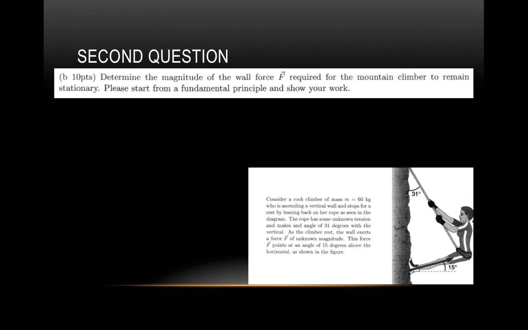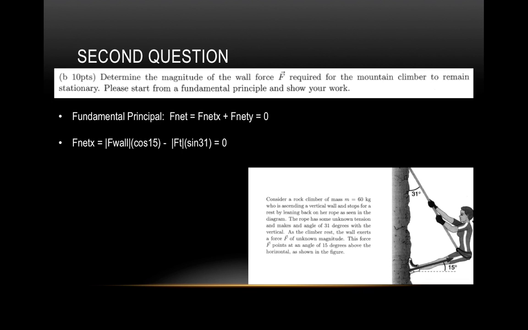Alright, the next question asks us to determine the magnitude of the wall force to remain stationary. And we're also starting from a fundamental principle again. So we have Fnet is equal to Fnet in the x direction plus Fnet in the y direction, all equal to 0. Once again, we're going to use these force components to solve the problem. In this case, we only need Fnet in the x because we are only solving for the force of the wall, and we already know the force of tension, so there's no need to use both formulas in the x and y directions.